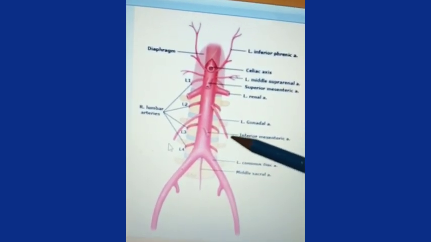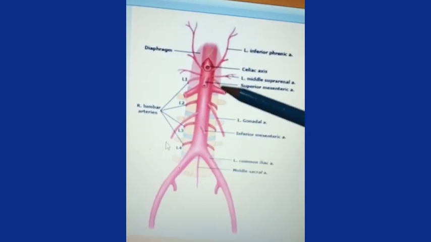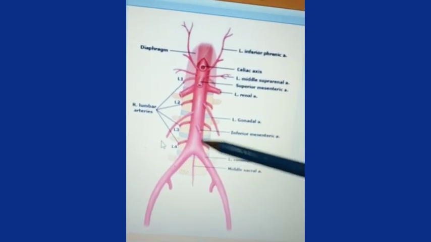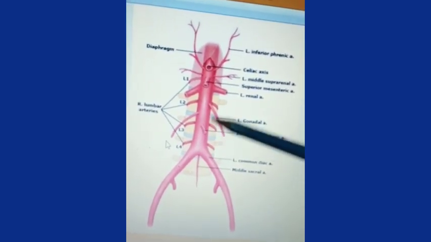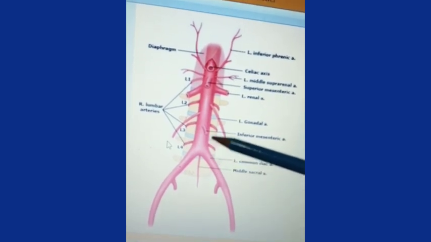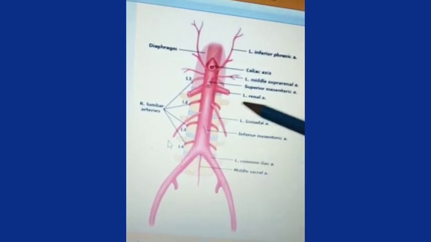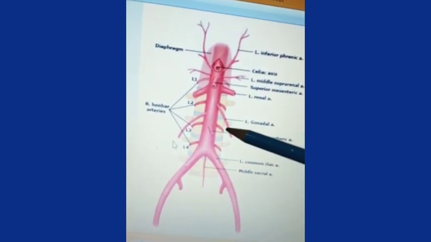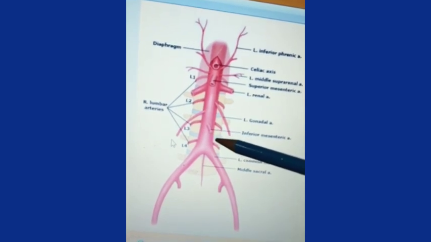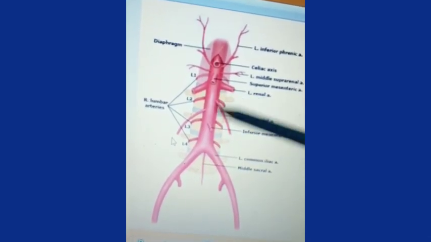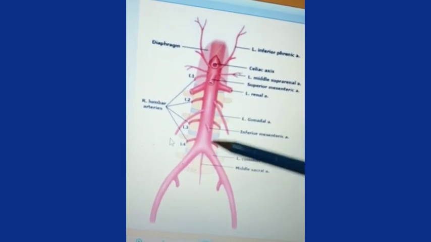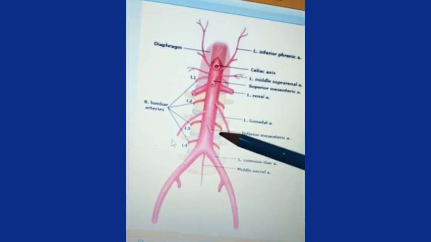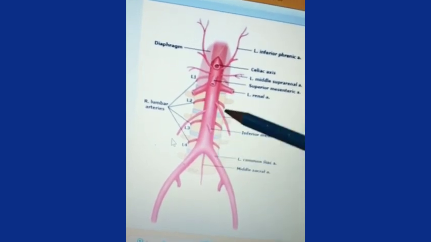Then these pass. Here is the psoas major and quadratus lumborum. These pass deep, below the quadratus lumborum and the psoas major muscle, and end between the transverse abdominis and internal oblique muscle. And the dorsal branches of these arteries supply the vertebral canal, and they will also supply the skin of the back.